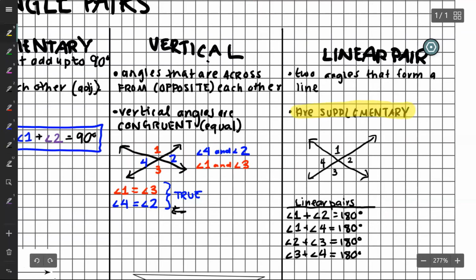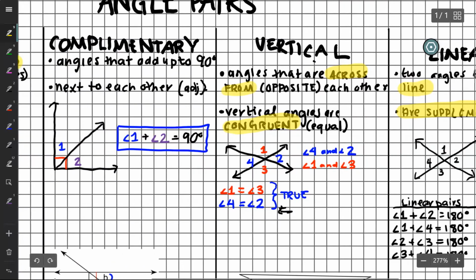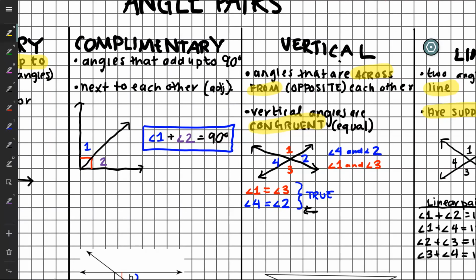So I'm going to go through and highlight. Linear pairs are supplementary and they form a line. Alright, and for vertical angles, just to recap, they are across from each other and they are congruent. Alright, complementary angles add up to 90 degrees and they are adjacent. For complementary angles, you can have more than 2. So it can be 2 or more angles.